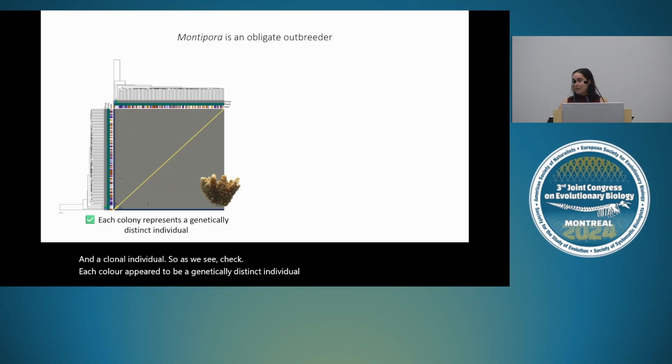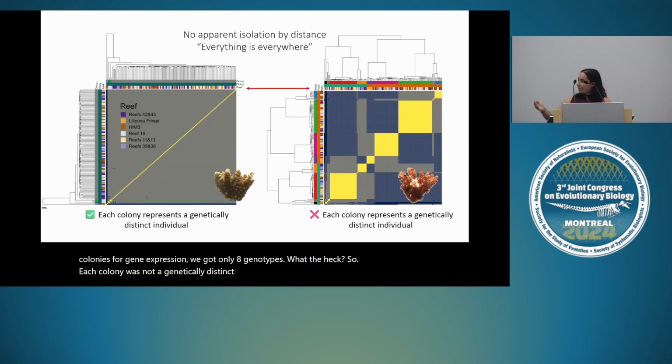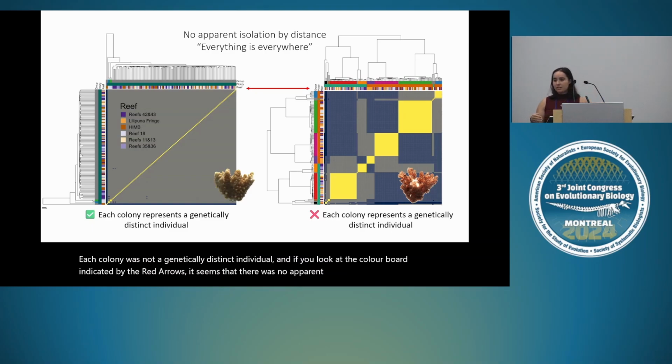However, something unexpected came up when we were looking at the Pocillopora. Although we sampled 120 colonies for gene expression, we got only 8 genotypes. What the heck? So, each colony was not a genetically distinct individual. And if you look at the color bar indicated by the red arrows, it seems that there was no apparent isolation by distance, so even though there were only 8 genotypes found across the 120 Pocillopora samples, they didn't appear to be structured by reef.